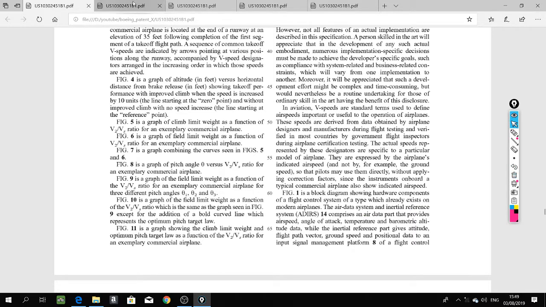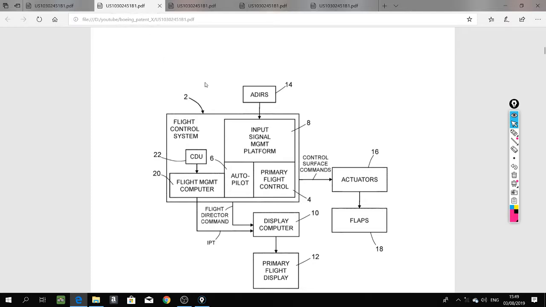So again, I come back to the same picture. This whole bunch of data is gathered and input to this input signal management platform. This is also a computer, a microprocessor, which processes the data, along with the autopilot and the primary flight control. Primary flight control is what the pilot gives as input, right? And the autopilot is the complex algorithms which automatically determine different parameters for the aircraft, right? And also this flight management computer. So all of these combine.